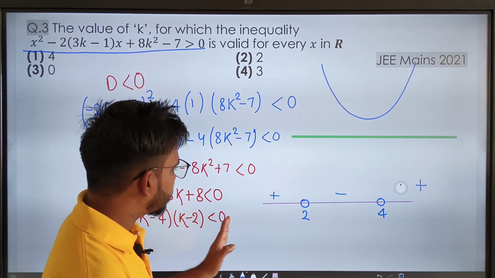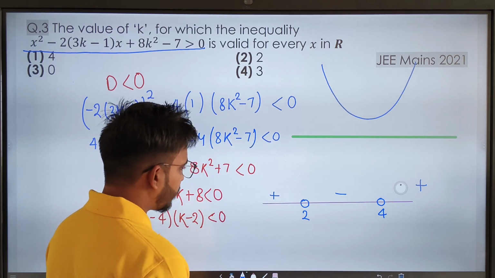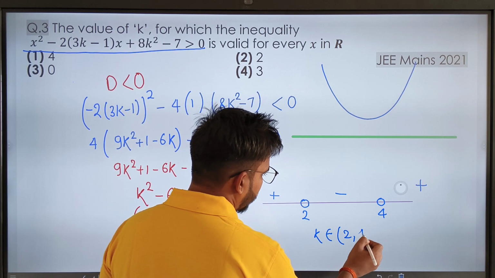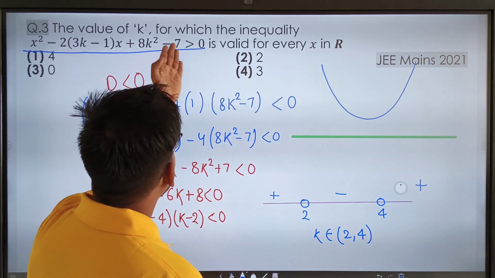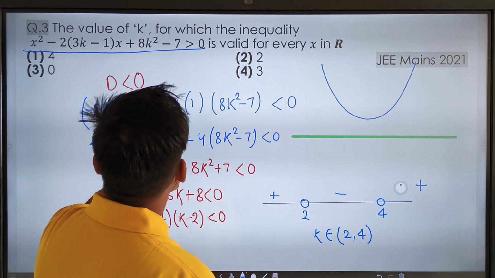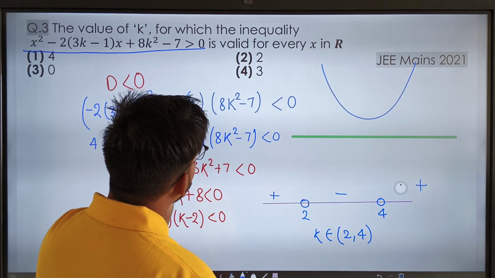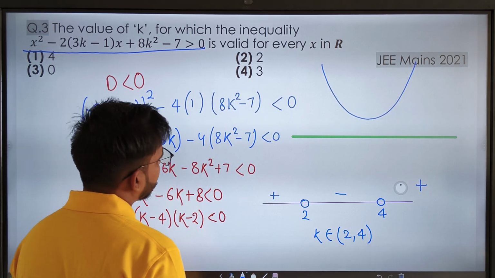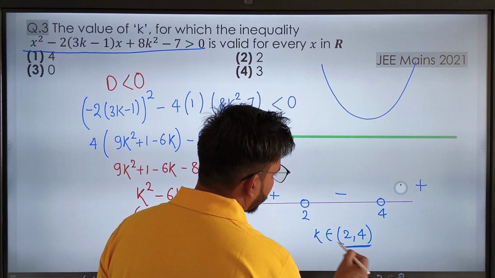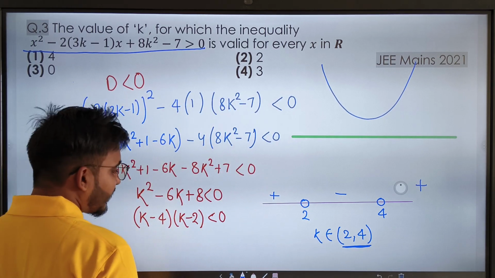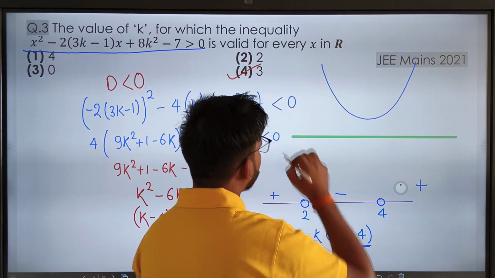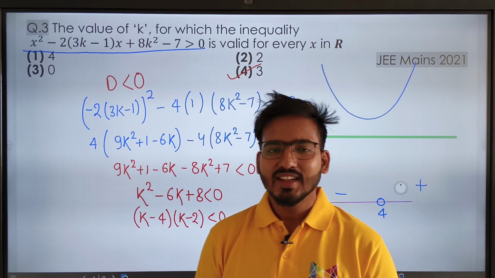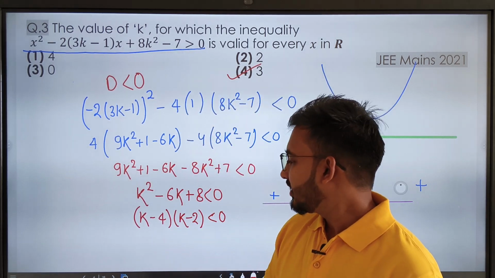For less than 0, I think it should be in between 2 and 4. So I can say k will belong from 2 to 4, the value of k for which the inequality is valid for every x in R. So now these are the values of k. We need to think about a number which is in between 2 and 4. That number is 3, and that option is the fourth option. Okay, is that clear? Okay, let's move to the next problem.